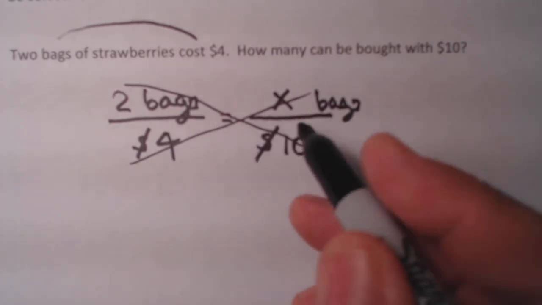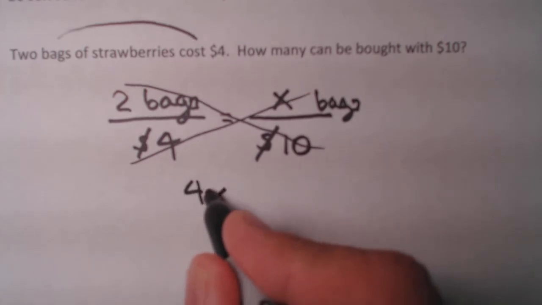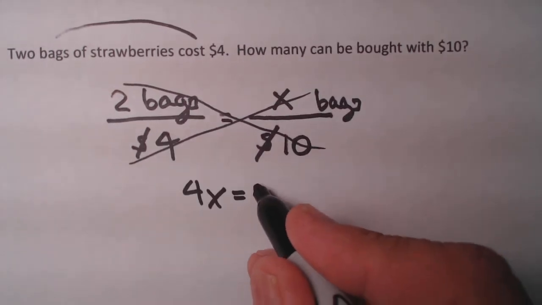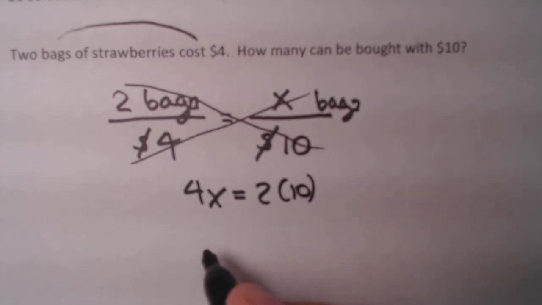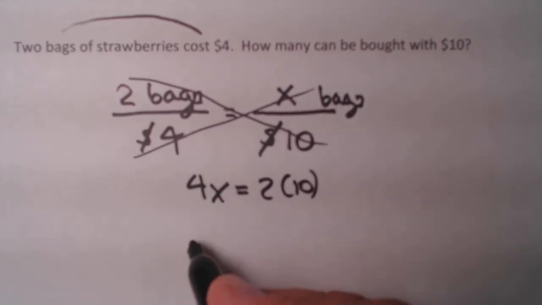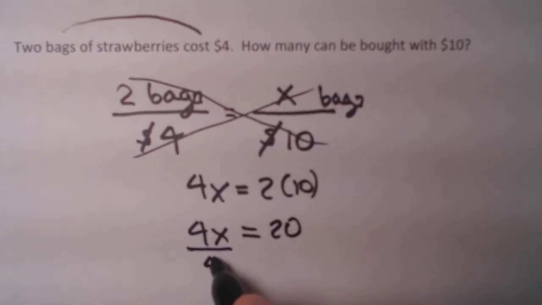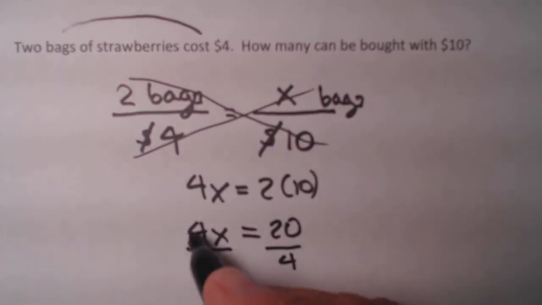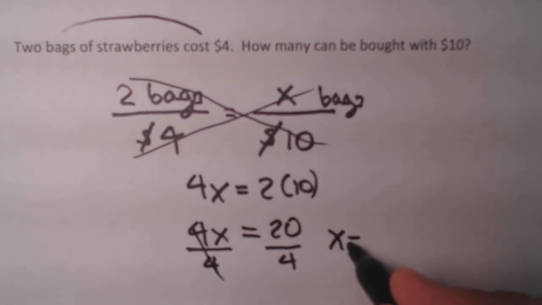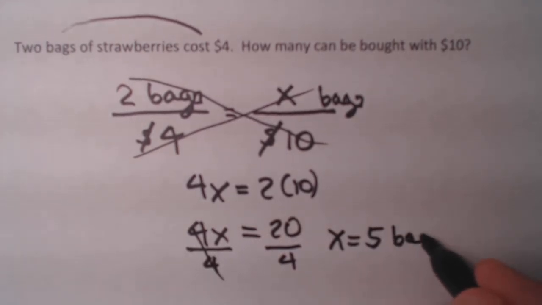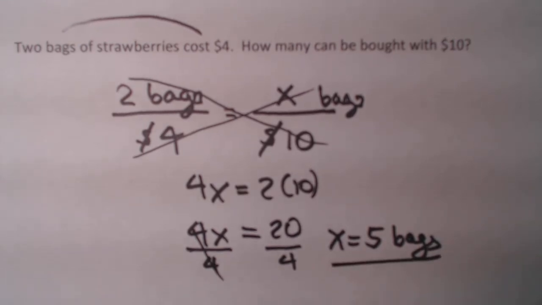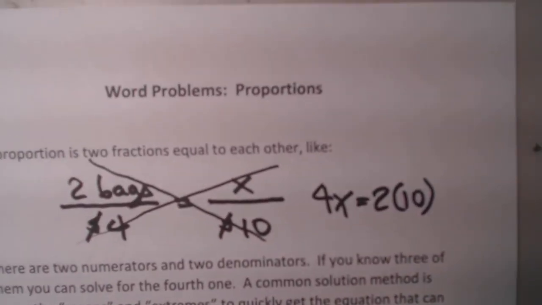I'm going to take the arm with the x on it first, simply to get the x on the left. 2 times 10, so I've got 4x equals 20. Divide both sides by 4. Looks like x equals 5 bags. Okay, so that's how many we can buy. Again, like I said, proportions are pretty easy things to work with. Let's now look at some examples of these proportions.